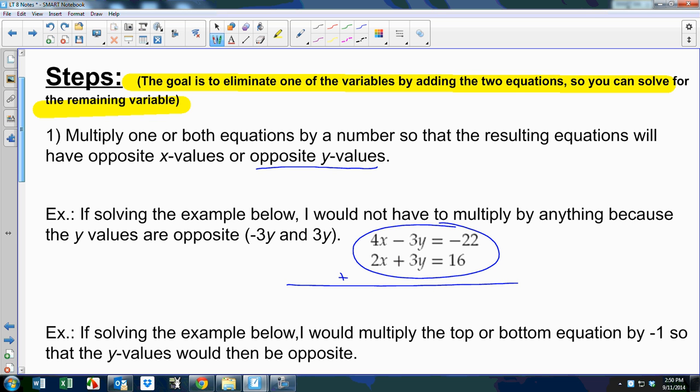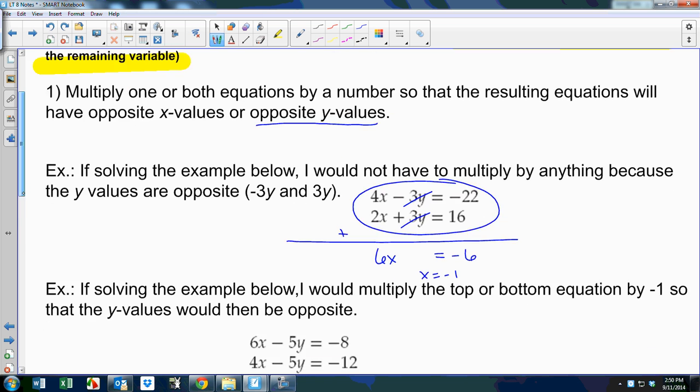And when you do, 4x plus 2x gives you 6x, and negative 3y plus 3y gives you 0, and it will equal negative 22 plus 16, negative 6. Then we could solve for x by dividing by 6. And then we'll finish it in another problem. But that's how you would start that process, noticing that the 3y and negative 3y would already cancel if you added those two equations.